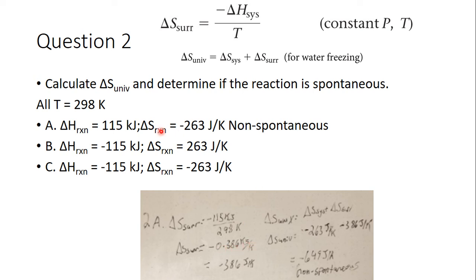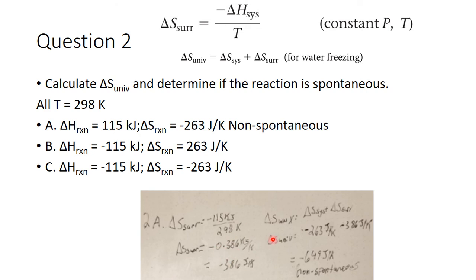Now you can see that my delta S is in joules, and what I just calculated was in kilojoules. So they need to be in the same unit. So what I did is I converted my kilojoules to joules. So that's negative 386 joules per Kelvin. I just multiplied this by 1,000.